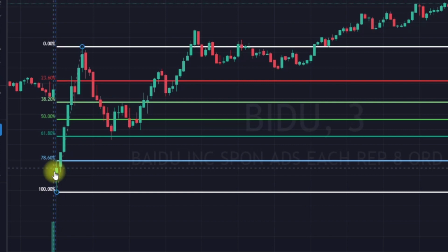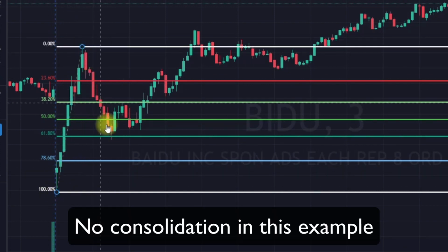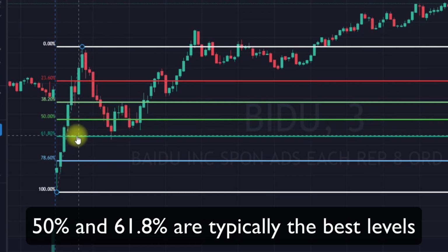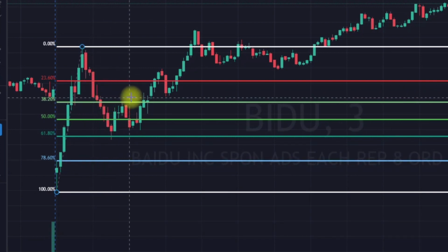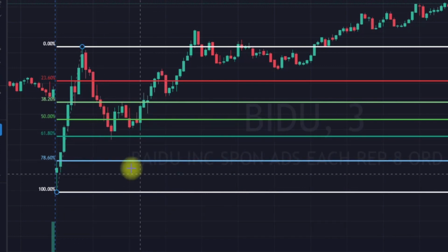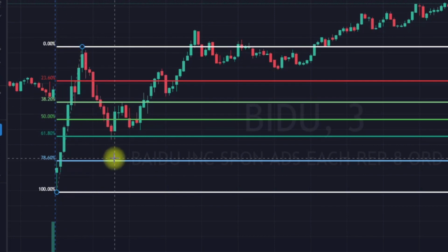Something to note is that if it doesn't consolidate, like this example, it didn't really consolidate at all up here, it usually will bounce off the 50 or the 61.8. Now, if it consolidates up here, it usually will go a little bit lower, or if it goes sideways, maybe around right here, it might make another leg down and go down to the lower levels, maybe even all the way down to 100.